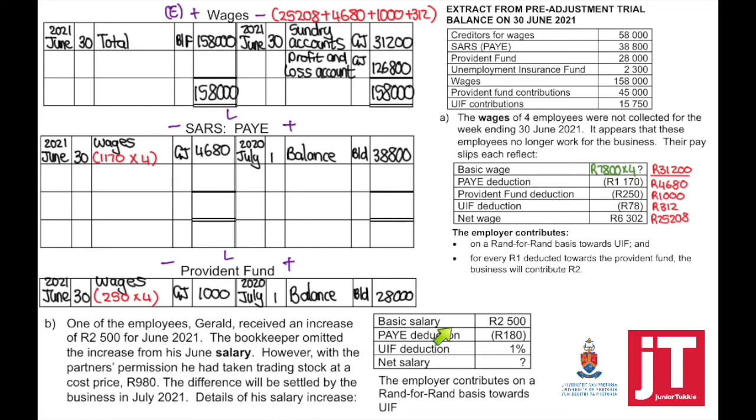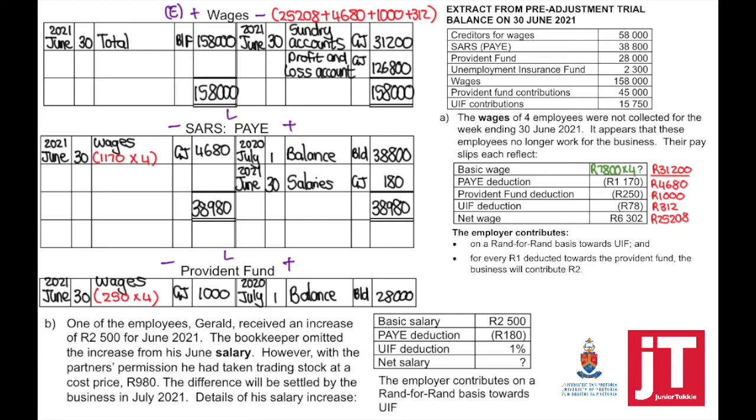Details of his salary. So the basic salary with the increased amount is provided. Pay as you earn deduction, UIF is 1% of the gross salary, the basic salary. The net salary is a question mark. The employer contributes on a rand for rand basis towards the UIF. So if we now look at the pay as you earn deduction, 180, this must now be added to the SARS pay as you earn, which means that our liabilities will increase with 118.